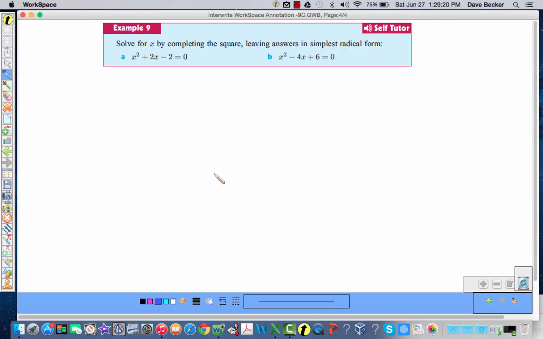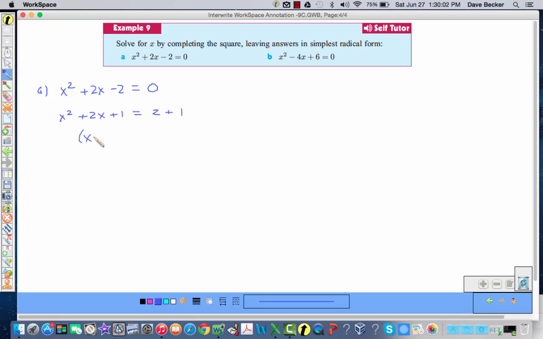One more example. We're going to solve for x by completing the square, and this is really the whole reason we do this. The biggest reason is to be able to use another way to solve quadratics. So I have x squared plus 2x minus 2 equals 0. I'm going to move the constant over. X squared plus 2x is equal to, add 2 to both sides, and I get 2. And we're going to do this in our head. Half of 2 is 1, and 1 squared is 1. So I'm going to add 1 to both sides.